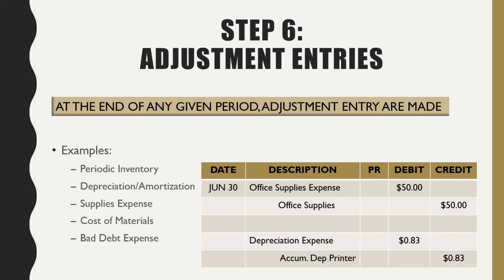We need to adjust the office supplies that we used, the cost of materials that we used. In context, when we make adjustments, it's usually things that we used. So for example, periodic inventory: we didn't technically use stuff, we sold stuff. Depreciation, we used the machines. Office supplies, we used the office supplies. Cost of material, we used the material. So anyways, that's what we've got to do.